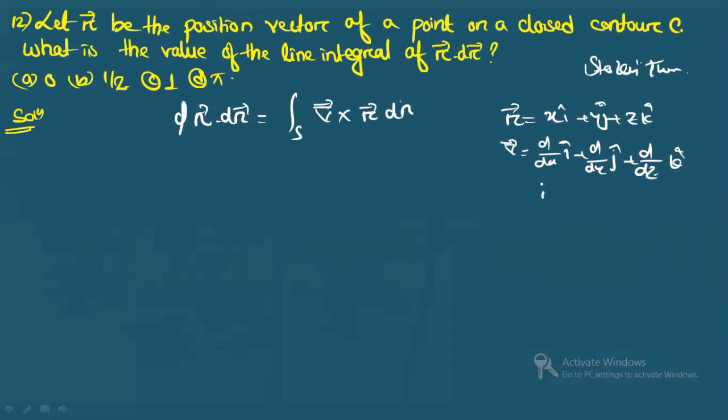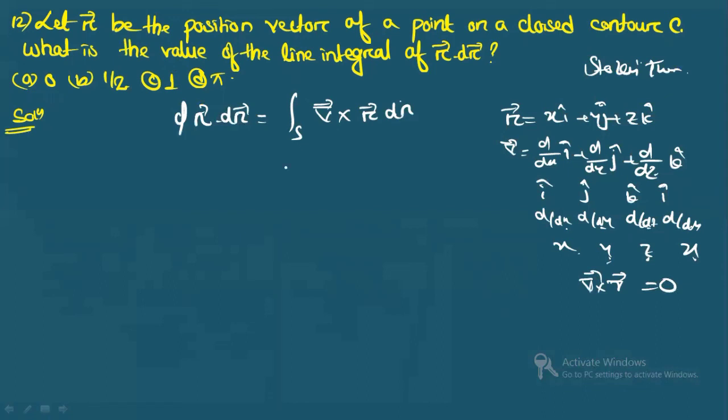So when you take the curl of i cap, j cap, k cap, this is d/dx, this is d/dy, this is d/dz, and this is also d/dx. So this is x, y, z, x. For this you see, this is d/dy, so it will be 0 again. For j cap you see d/dz of x, d/dy of z, 0, and for k cap, d/dx of y, d/dx of z. So del cross r is equal to 0. So finally the line integral's value is 0. So the correct option is option A.